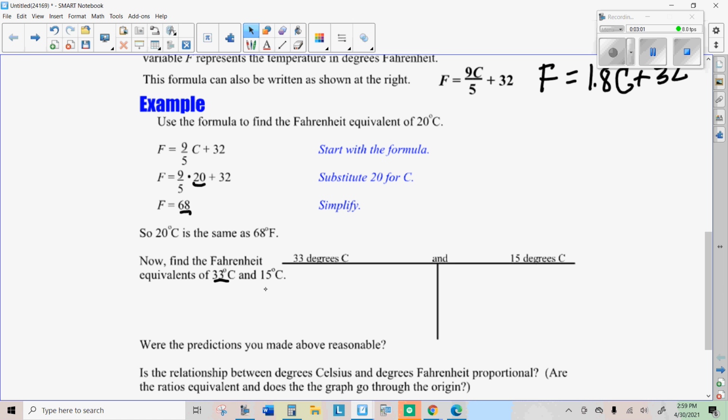So let's let you do two problems. Go ahead and find the Fahrenheit equivalents of 33 degrees Celsius and 15 degrees Celsius using the formula.